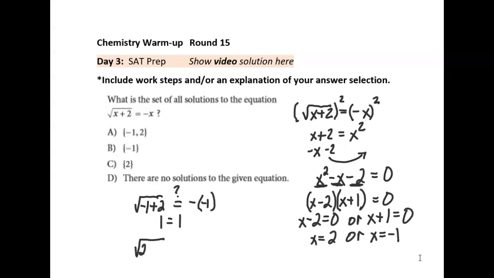Plug in 2 for x on the left side of the equation and on the right side and figure out, are those really equal to each other? 2 plus 2 is 4, and the square root of 4 is 2. 2 is not equal to negative 2. So even though our algebraic techniques using squaring both sides and factoring gives us an answer of 2, it doesn't actually work. Only the negative 1 works. So the answer to the question is choice B, not choice A.